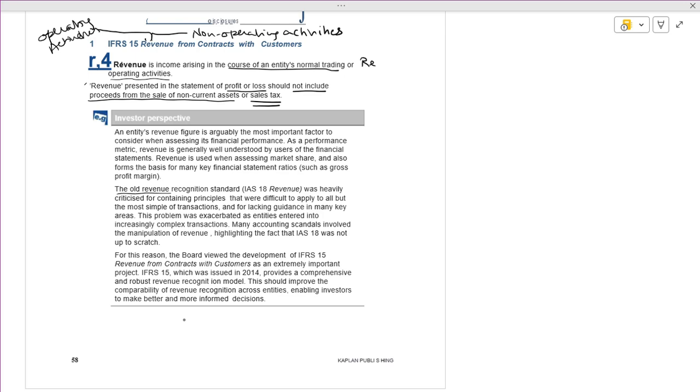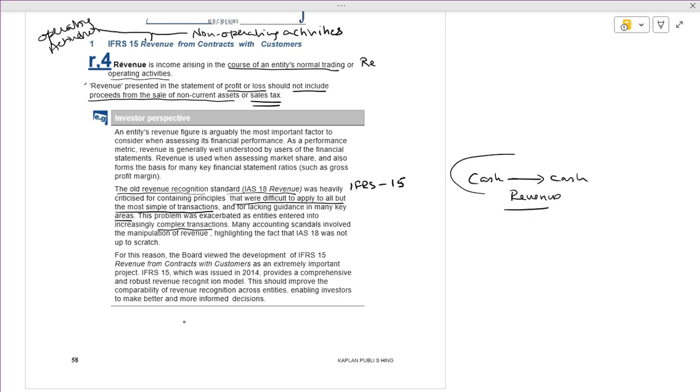The old revenue recognition standard, IAS 18 Revenue, was heavily criticized for containing principles that are difficult to apply to all transactions, and for lacking guidance in many key areas. That problem is exaggerated when entities enter into complex transactions. It will definitely not be a straightforward transaction, like paying cash that changes from one hand to another and is immediately treated as revenue.